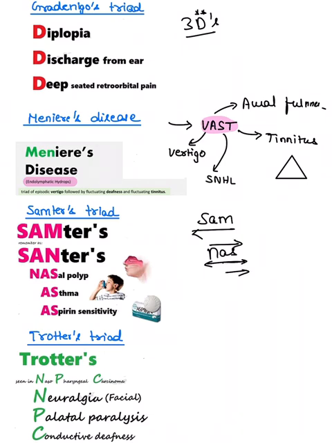Now coming on to the Trotter stride, it is seen in cases of nasopharyngeal carcinoma. So remember NPC. N is for neuralgia, that is facial. P is for palatal paralysis, and C is for conductive deafness.